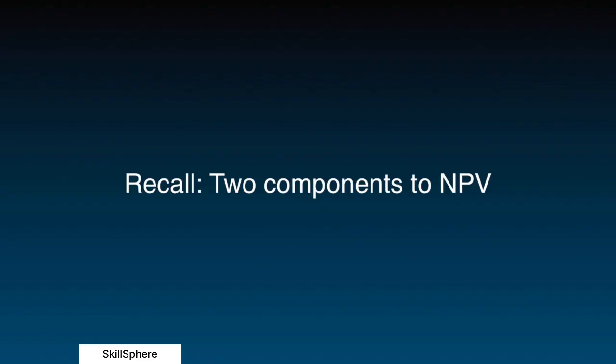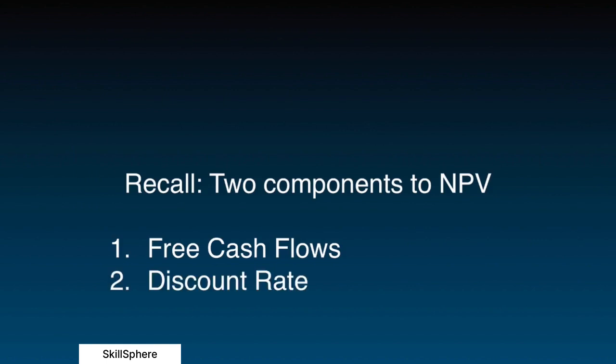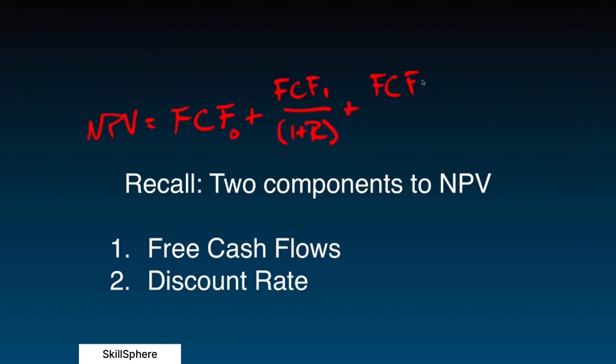So remember, there are two components to NPV. There are free cash flows and there's a discount rate, because NPV, as you recall from last time, is little more than just a discounted stream of cash flows. In this case, free cash flows. So recall, NPV was formally defined as follows, and we recognize that this is really nothing new. This is what we've been doing all along.